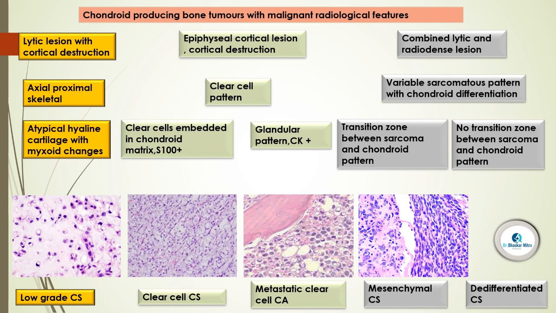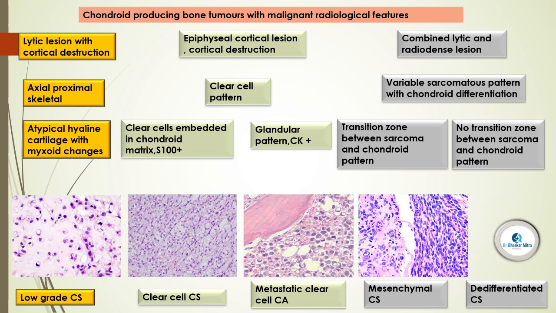So this is about the benign part. Now we are moving from the benign to the malignant part. If we get a chondroid producing bone tumor with a malignant radiological feature, malignant radiological features means there is a lytic lesion with a cortical destruction, epiphyseal cortical lesion. Along with the cortical destruction, there may be a combined lytic or radiodense lesion. So a prominent cortical destruction suggests the malignant radiological features in the chondroid tumors.